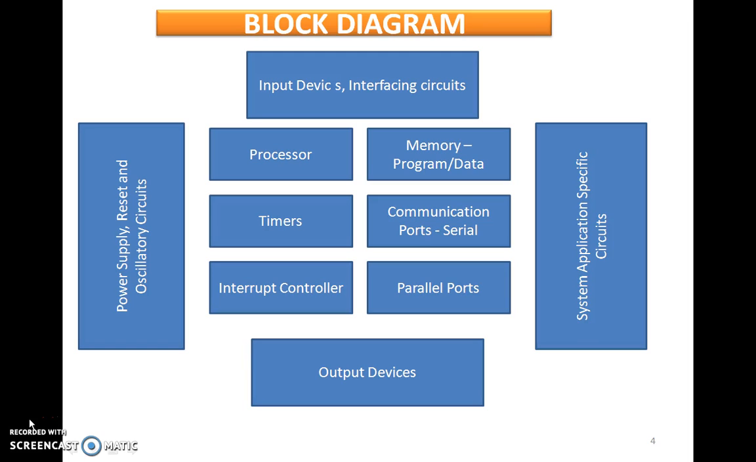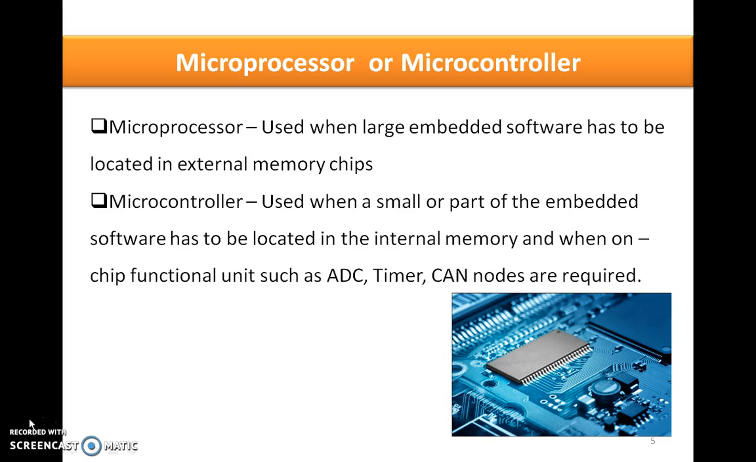An outline of the embedded hardware components is shown here, where it consists of processors, timers, ports, memory, input devices, output devices, supply, reset circuitry, oscillatory circuitry, and system application specific circuits.